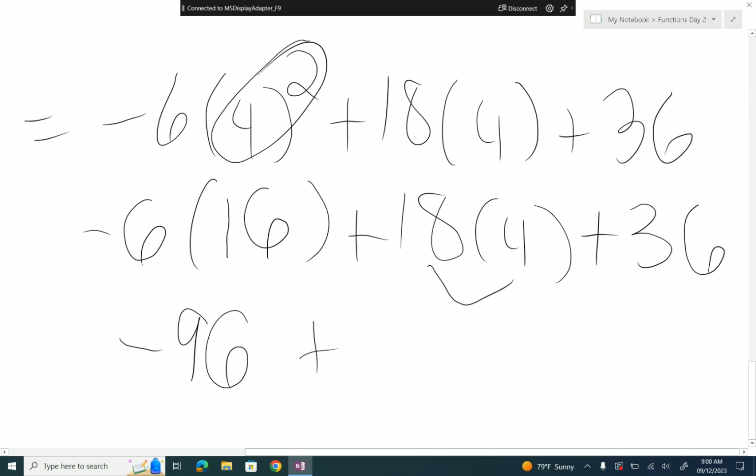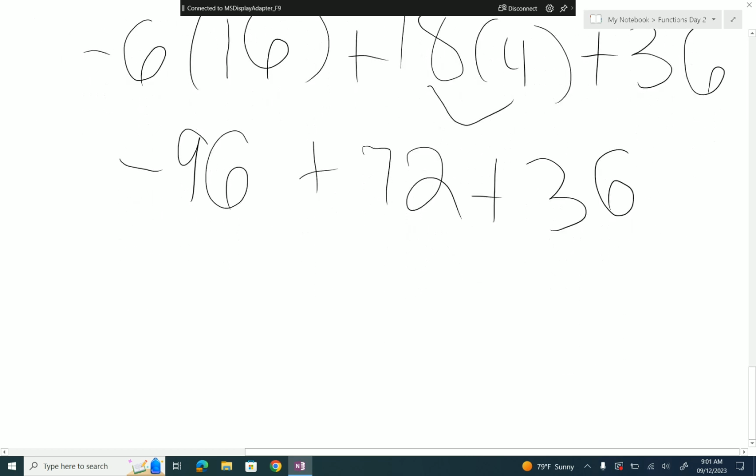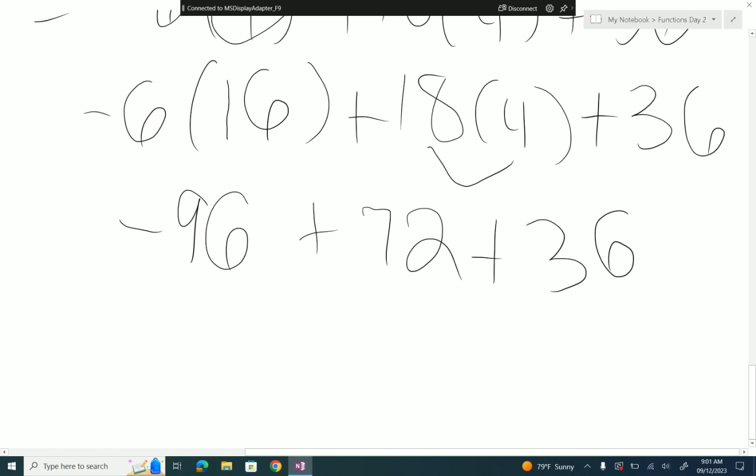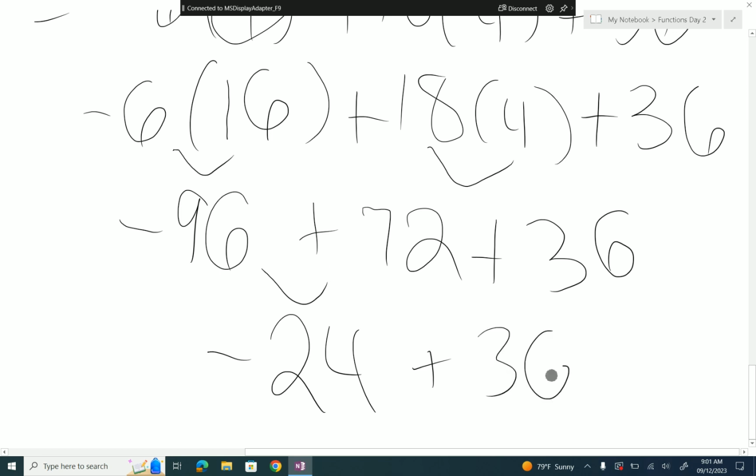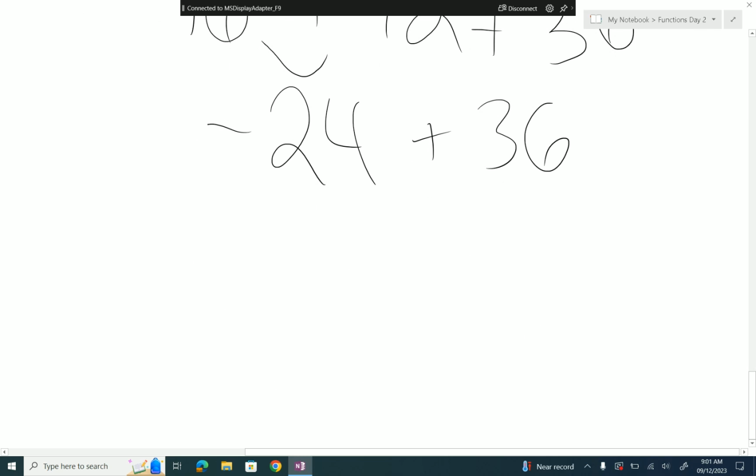And I've got one more case of multiplication, so I'm going to do 18 times 4. 72? Yep, 72. So now I've just got addition and subtraction, so I'm going to work left to right. What is negative 96 plus 72? What was it? Negative 24? I think I heard somebody say that. Yep. And then bring down my 36. And what's 36 minus 24? 12.